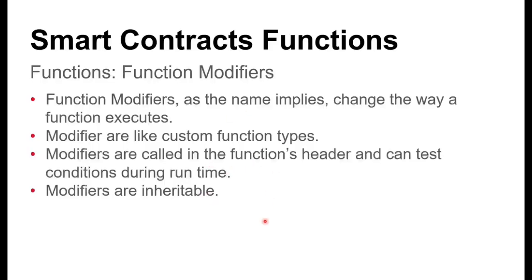And there are function modifiers. Function modifiers are a way to test for a certain condition before a function can run. Just like the name implies, it changes the way the function executes. A modifier is like a custom function type. Modifiers are called in the function's header. We'll see it up in the header. And modifiers can be inherited.